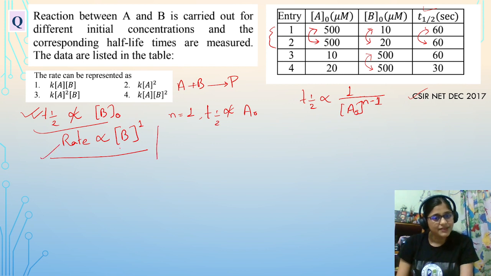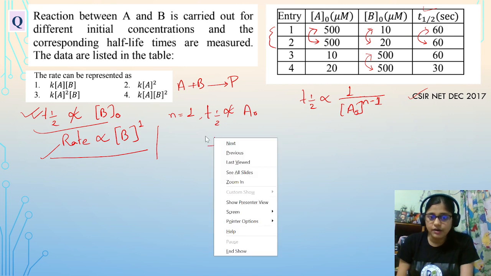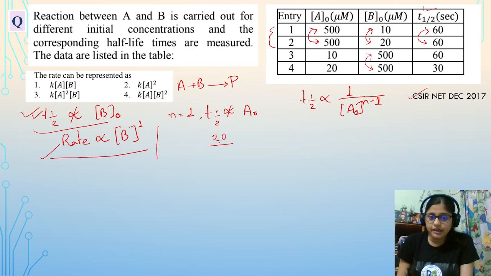Fine. Now coming to the second part. Here B is constant and T half value is changing. I am dividing the T half values of entries 4 and 3, that is 20 by 10. I am right now using a shortcut because you know these things. I have told you many times, so I am just using the shortcuts.